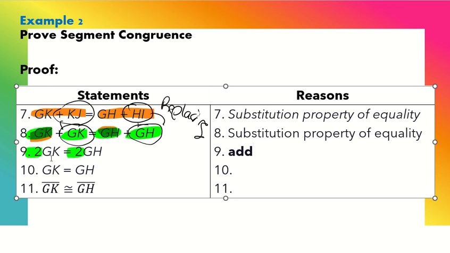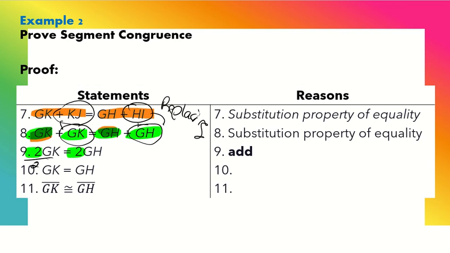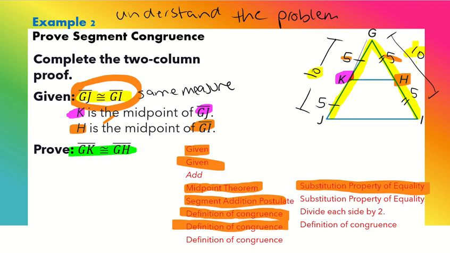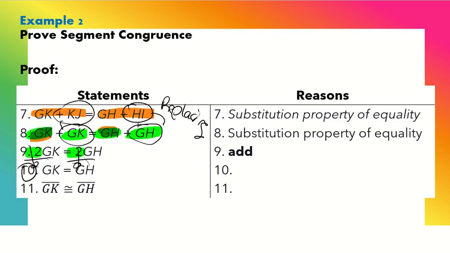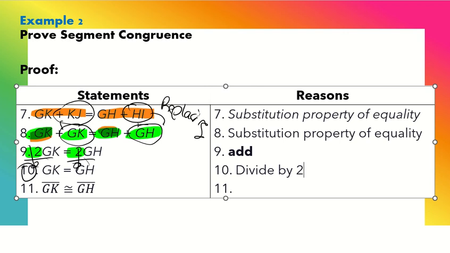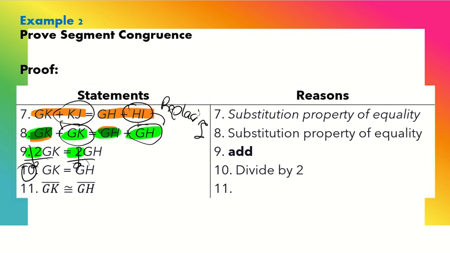Now you can divide both sides by 2, right? Divide by 2, divide by 2. The 2's will cancel, and you get 10. So let's cross off what we have. We added, we divided by 2, we used substitution property of equality again. I think that's where we left off. Here, we divide by 2. Okay, and then the last step, we have two segments that have the same measure, means they're congruent. That's another definition of congruence.